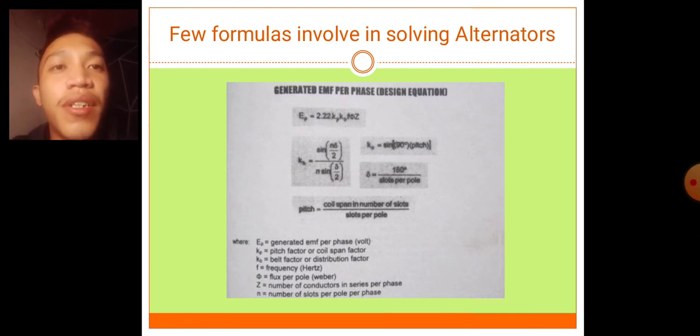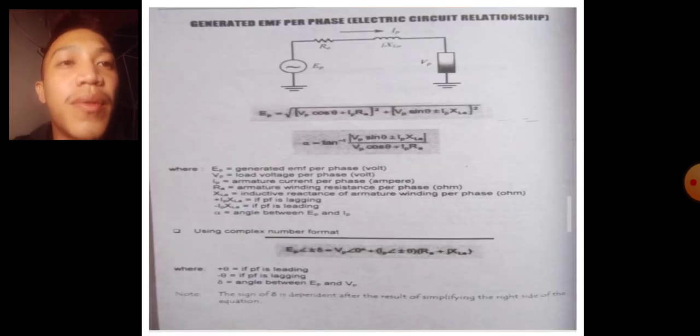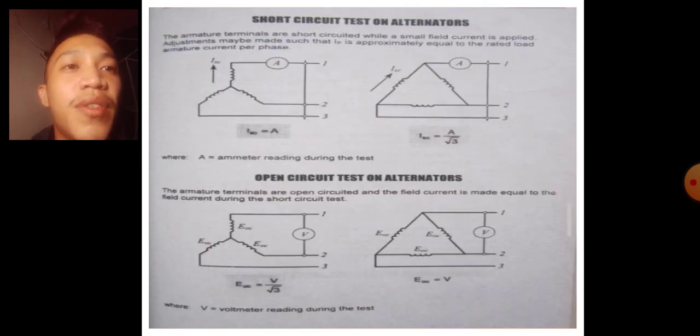So here are a few formulas involved in solving alternators. Generated EMF per phase design equation. So generated EMF is equal to 2.22 K sub P times K times F times flux per pole times the number of conductors, and so on and so forth. There are lots of formulas involved in solving alternators, and here are just a few of them. Sooner or later, we will be tackling and using these formulas when we meet problems involving alternators. Here are the short circuit test and open circuit test on alternators.